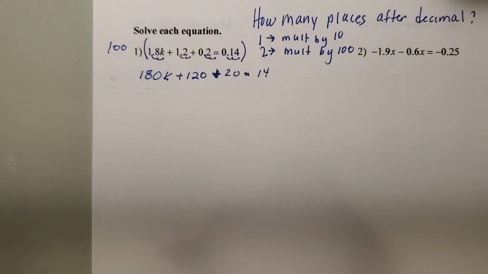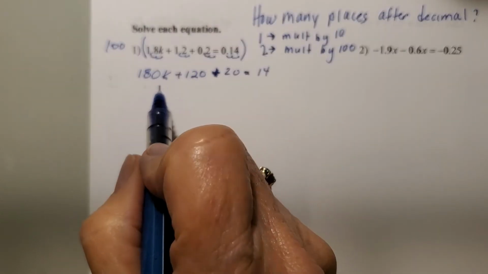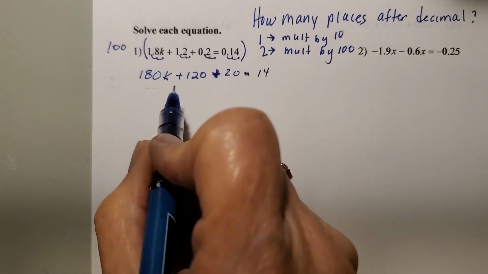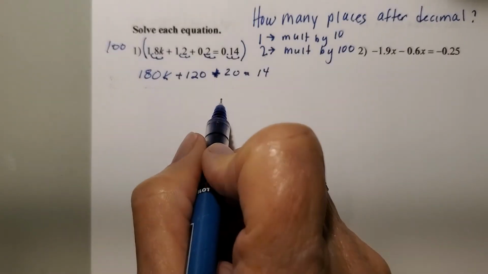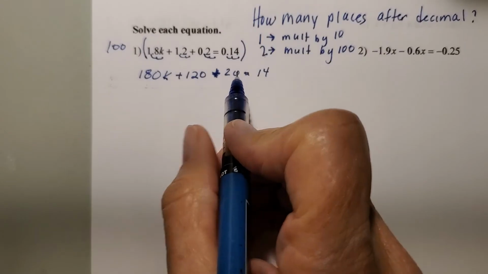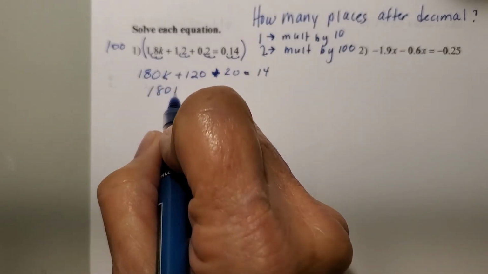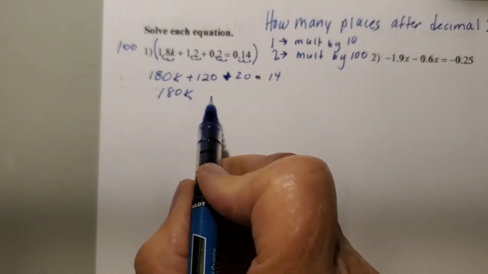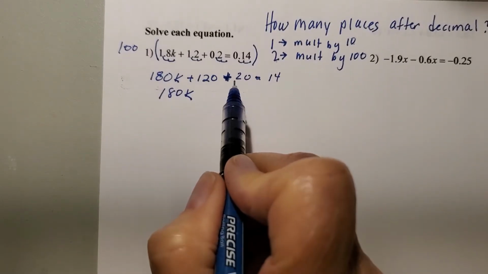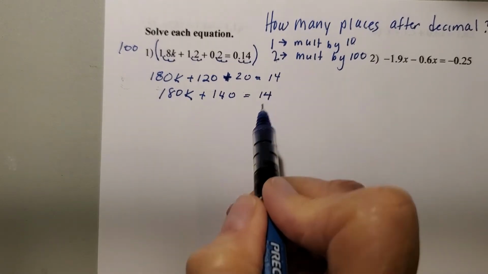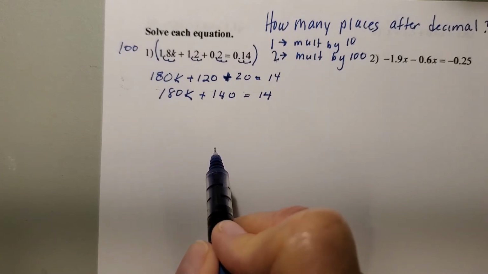Sorry, made a little mistake there. Okay. Probably helps to have your calculator while you're doing these. But let's go. We've got K's here. We have 180K and a 20K. So they're like terms. Sorry, my mistake. We have 120 and a 20. So we have 180K. Nothing changes with that. And then 120 and 20 is 140. And that equals 14. Okay.